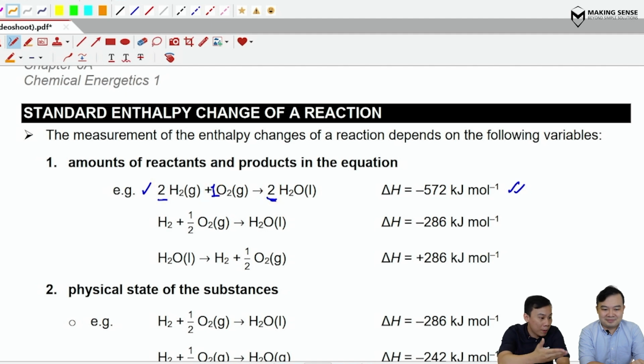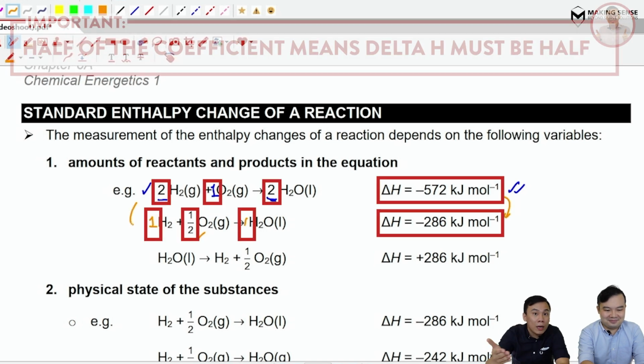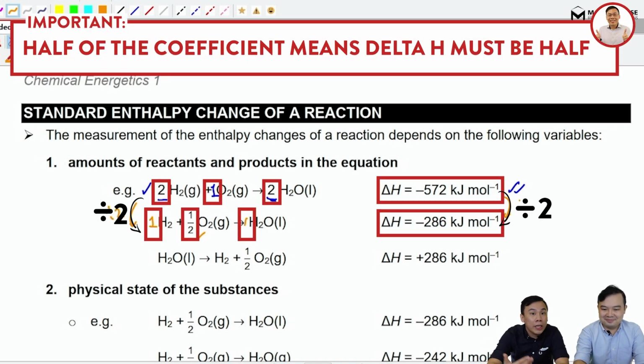Okay, now Mr. Leong, what about the second equation? So if you look at the second equation, now I decide to halve all my stoichiometric coefficients. So now the coefficient is 1, half as well as 1 over here. How would you expect the delta H to change instead? Right, so for 572 kilojoules of energy, the ratio must be 2:1:2. But since the ratio is now half, the delta H has to be half as well.